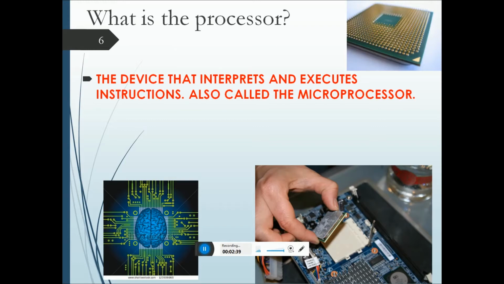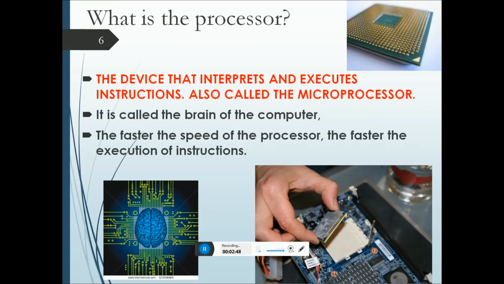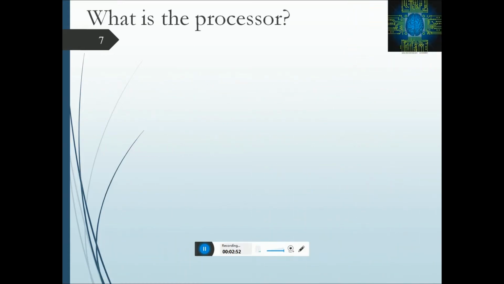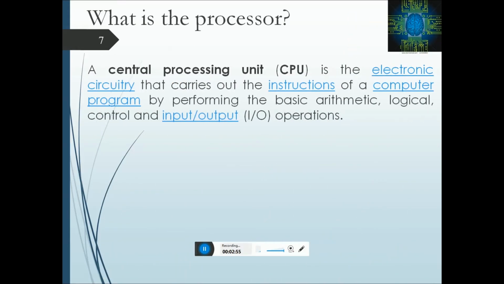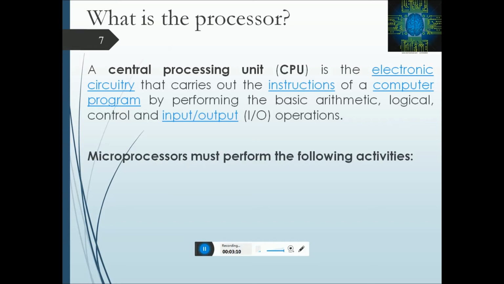The device that interprets and executes instructions, also called a microprocessor, is called the brain of the computer. The faster the processor speed, the faster it executes instructions. The central processing unit, shortened to CPU, is the electronic circuit that carries out the instructions of computer programs, performing basic arithmetic, logical and input-output operations.